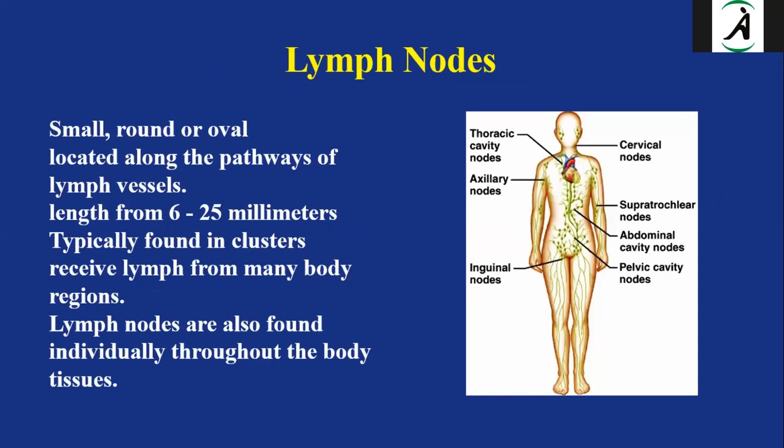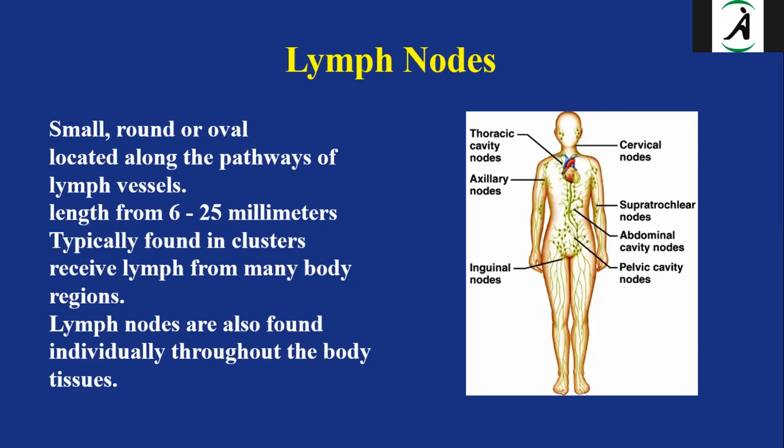So coming to the lymph nodes, they have a small round or oval shape. They are located along the pathways of lymph vessels. There are around 600 to 700 lymph nodes in our body. Their size is 6 to 25 millimeters. They are typically found in clusters, receiving lymph from many body regions.